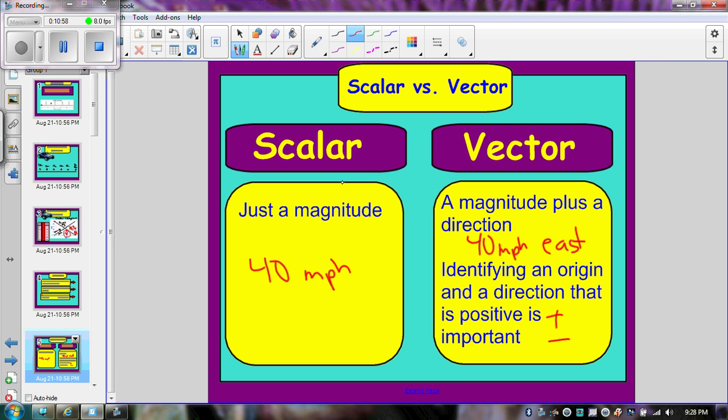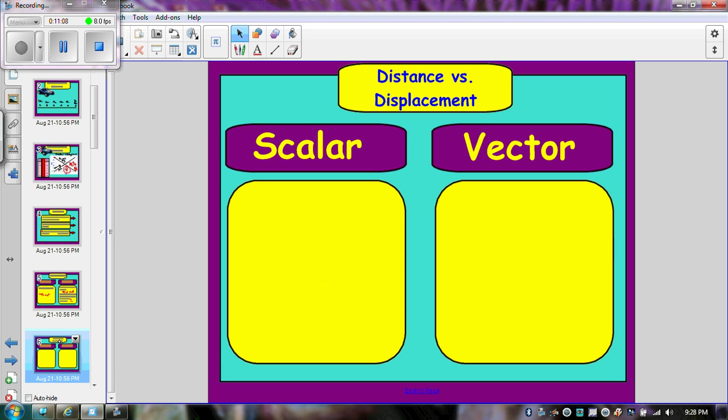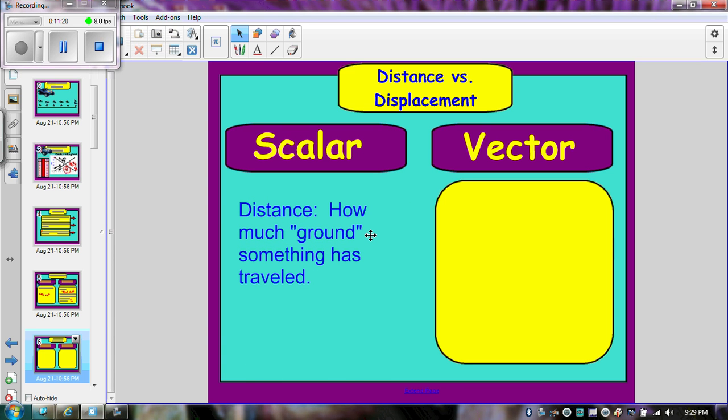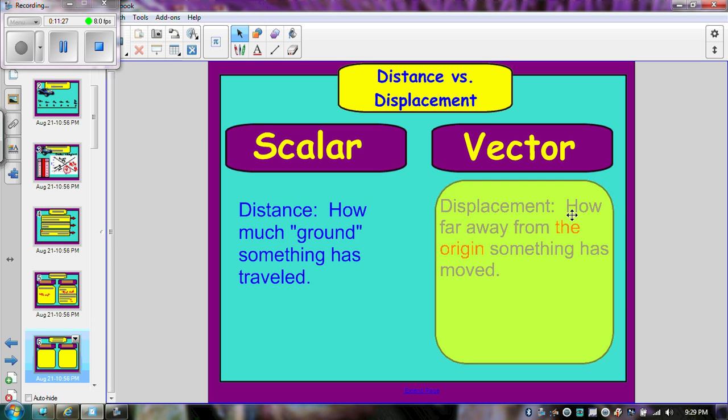Now that we understand what scalar and vector is, let's go ahead and talk about our first scalar versus vector quantity. And that is the difference between displacement and distance. They might sound the same, but one of them is a scalar quantity, the other is a vector quantity. Can you guess which one's which? The scalar quantity is distance. Distance is defined as how much ground something has traveled. The vector quantity is displacement.